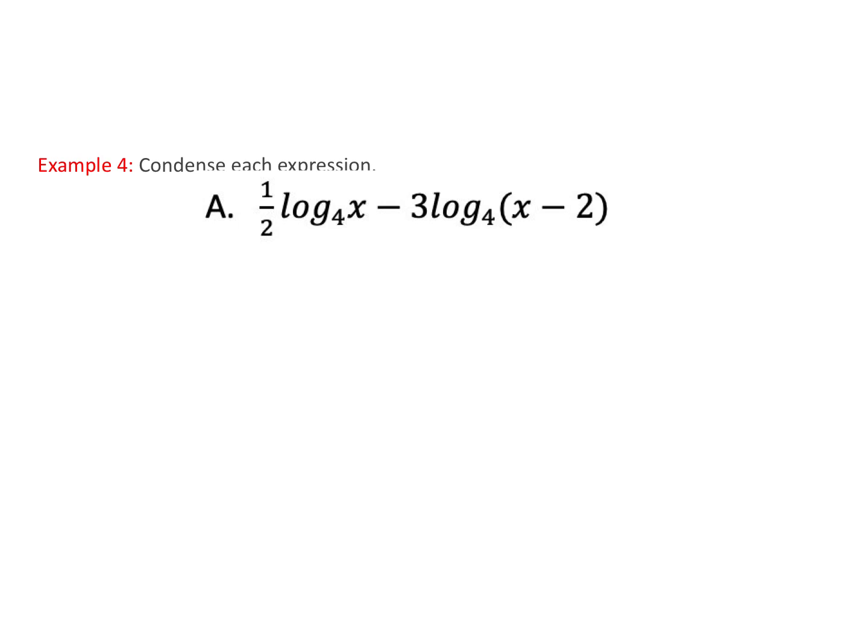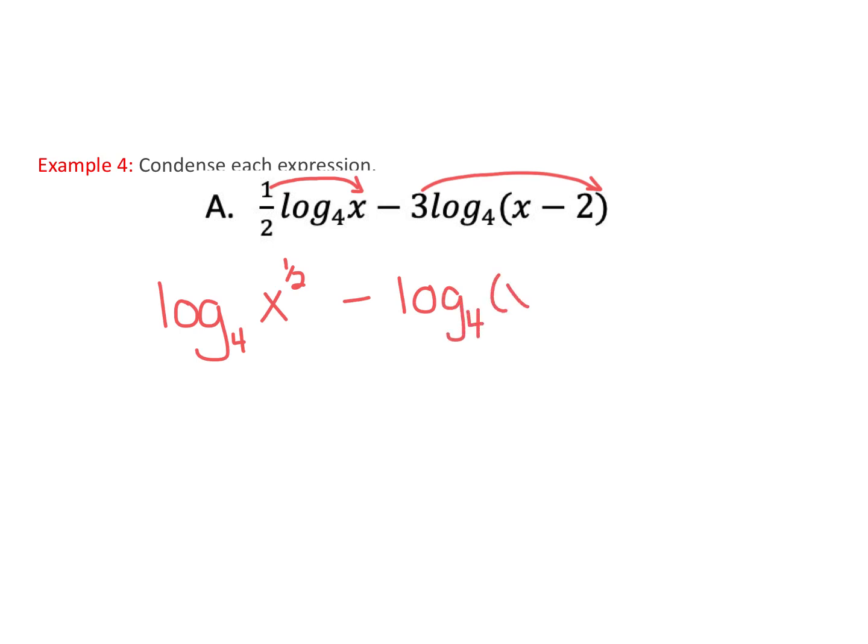Okay, so let's go the other direction now. Now we're going to condense, okay? So thinking in the reverse direction. So I have this 1/2 and this 3 out front that's being held by multiplication. So I know that this is my power rule, just doing it in reverse. So it'd be log base 4 of x to the 1/2 power minus log base 4 of x minus 2 to the 3rd power.